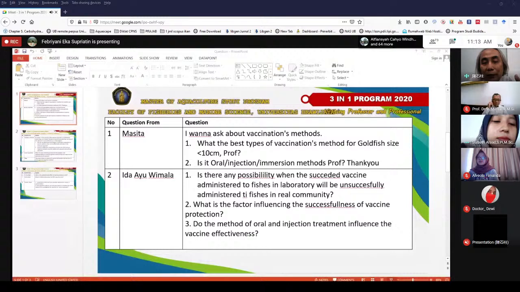But if you are developing a DNA vaccine, you cannot inject by IP. You should inject intramuscularly, into the muscle, because muscle cells can express the DNA vaccine. It is quite successful compared to IP. I hope it answers your question.